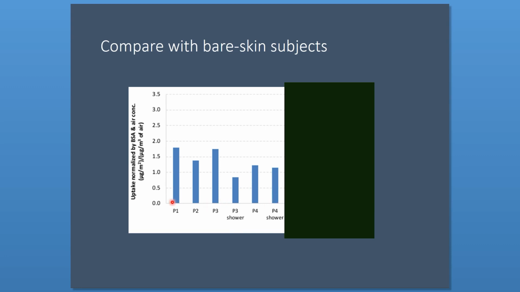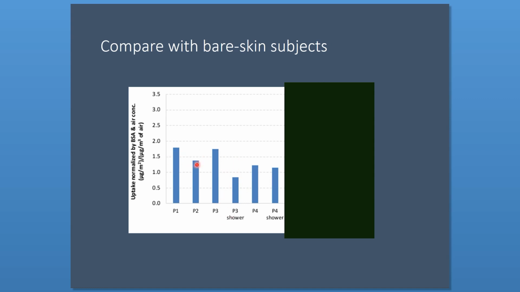This is a funny axis. I won't go into the details, but basically this is a way of comparing all the volunteers and human subjects in a way that makes them the same. Essentially, it normalizes by the person's surface area and the actual concentration they were exposed to, things like that. So as much as possible, it puts them all on the same basis. When you're looking at bare skin subjects, you see a similar range from roughly 0.8 up to maybe 1.7, maybe at most a factor of 2 difference.